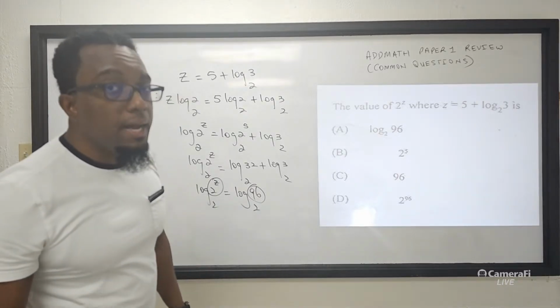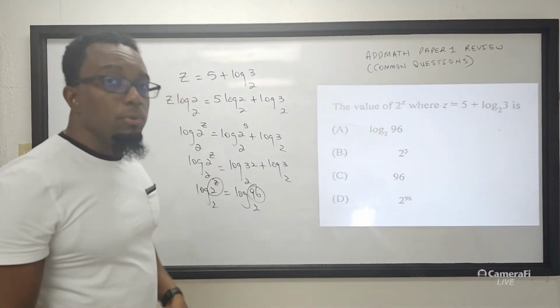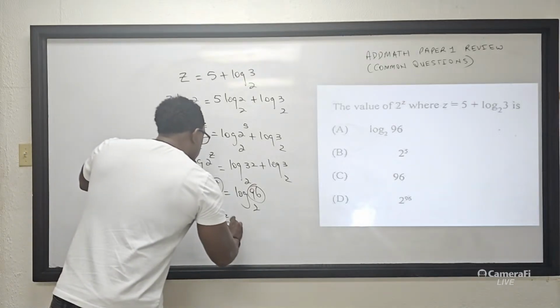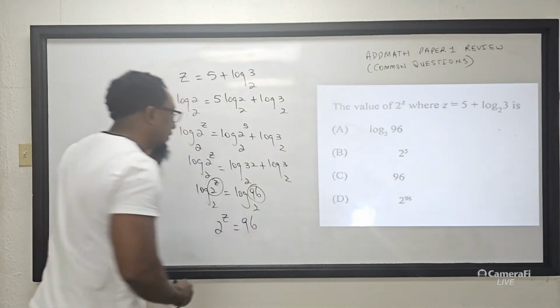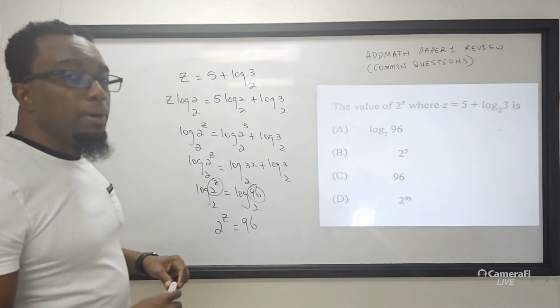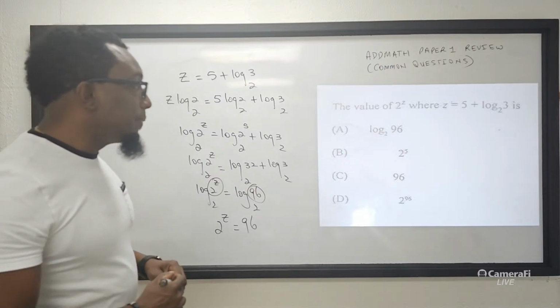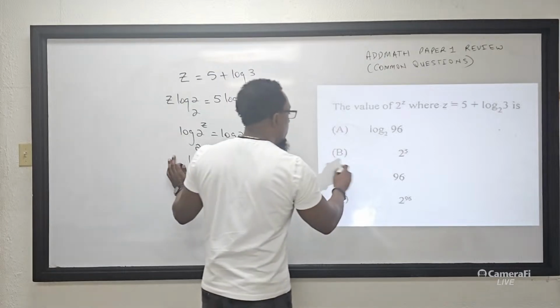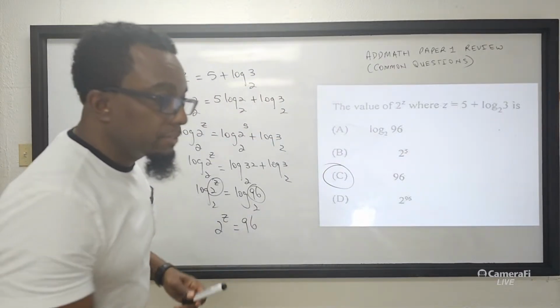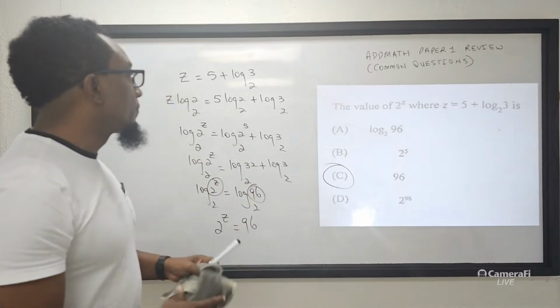I'm going to equate the arguments. Drop log 2 and just equate the arguments. This will be 2 to the power of z is equal to 96. So when they ask us what is the value of 2 to the power of z, it is C, 96. Alright? So make sure we understand that question.